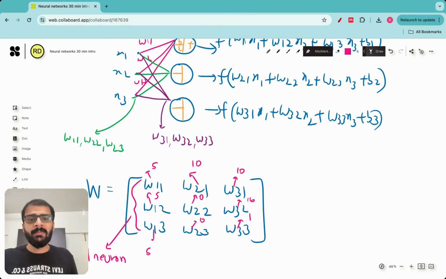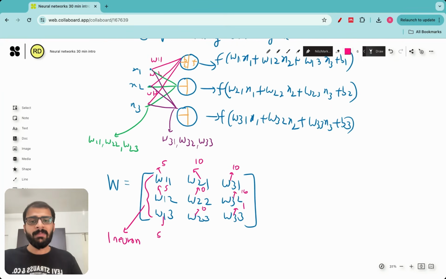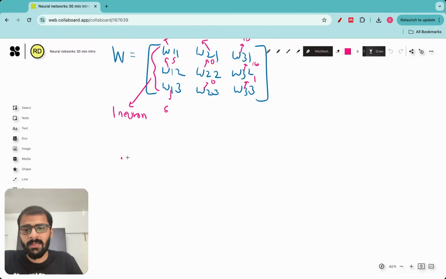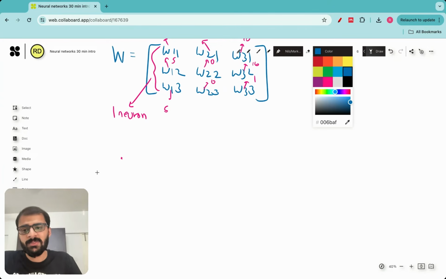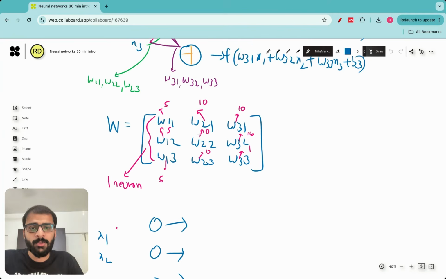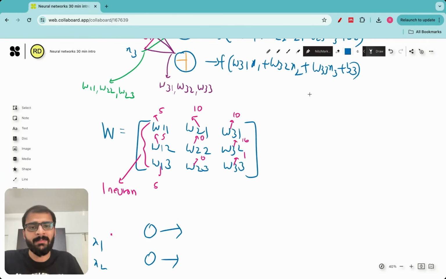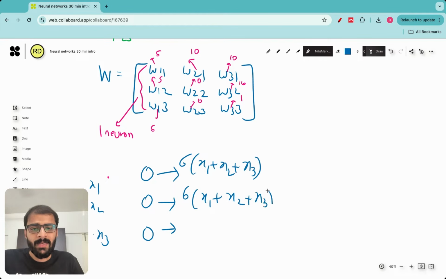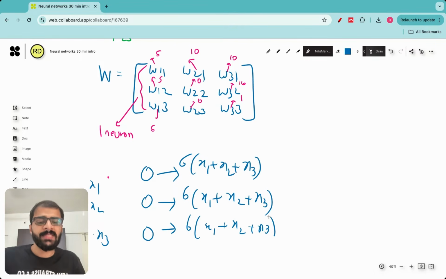Okay, so now let me do one thing. Let me again assume that all these weights are equal to 1. So currently what we have is x1, x2, and x3. We have these three neurons and we have their outputs. If all the weights are 1 and let's say bias terms are 0, then this will be sigma of x1 plus x2 plus x3. This would be sigma of x1 plus x2 plus x3, and this will also be sigma of x1 plus x2 plus x3. Now your question would be, these are three outputs, right?